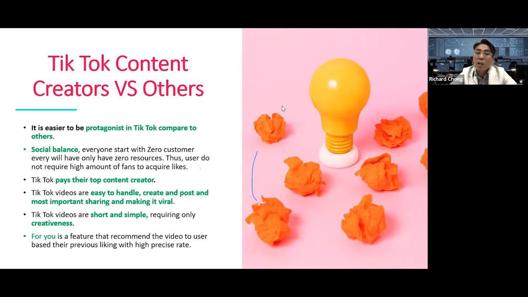Okay, of course TikTok pays their content creators, but not in Singapore yet. Very sorry to say. But they have a fund that actually pays content creators in the US, and they will be launching it for Asia now.